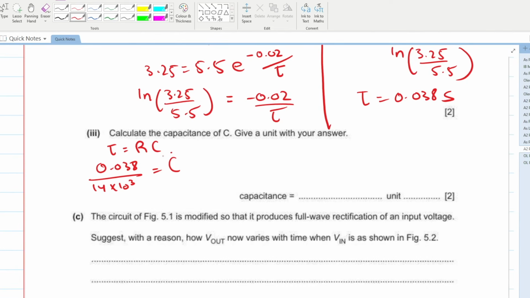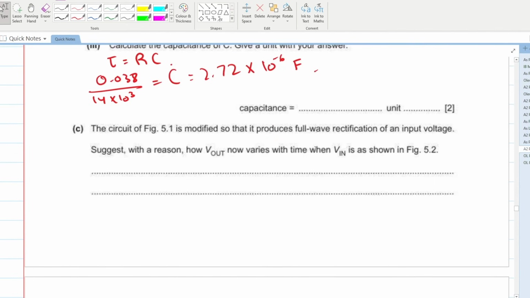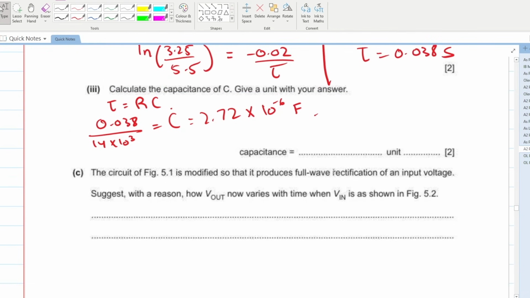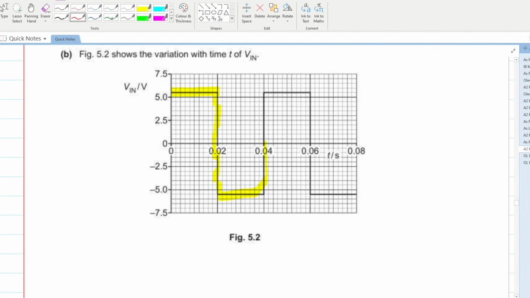This gives you an answer of what? 2.72 into 10 raised to the power of -6 farads. Simple as that. The circuit of figure 5.1 is modified so that it produces full wave rectification of an input voltage. Suggest with a reason how output voltage now varies with time when V in is as shown in figure 5.2.